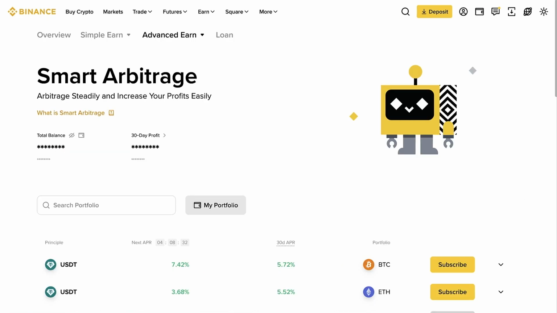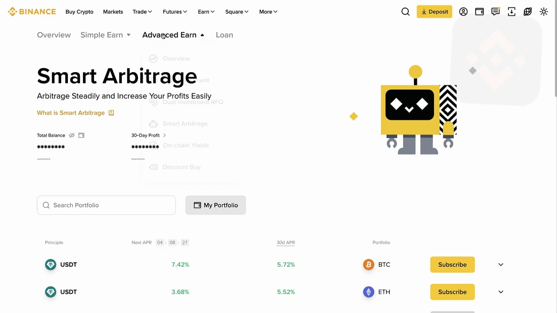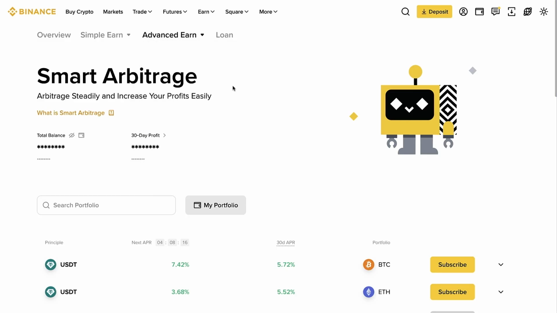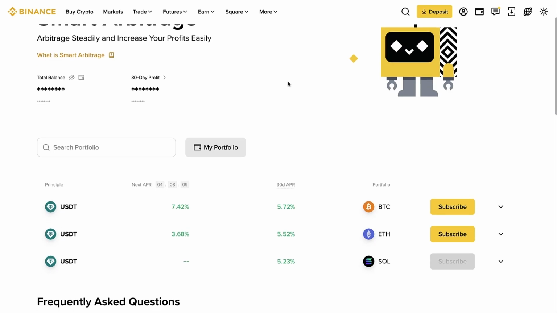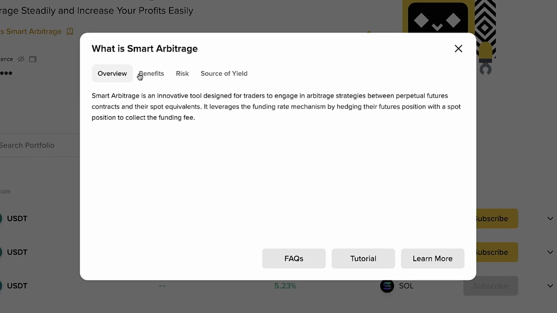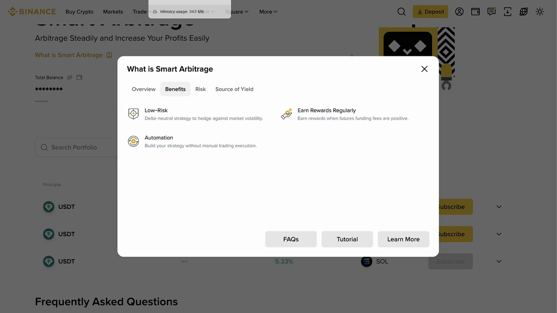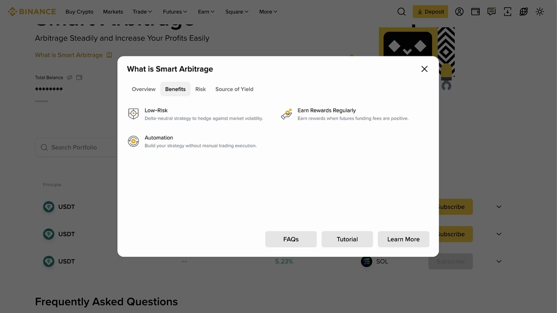Now let's move into the smart arbitrage on Binance, which you can find here on the earn, advanced earn, and here you can see smart arbitrage. The mechanism of making money with smart arbitrage is the same as with the arbitrage bot. It's a funding fee price neutral arbitrage. Here they explain how the system works. It's also low risk and automated. And if we compare these two, arbitrage bot and smart arbitrage, the smart arbitrage is a little bit more automated. Meanwhile, this arbitrage bot gives you a little bit more control. So both of them have their own pros and cons.